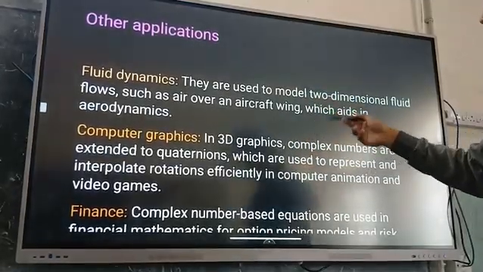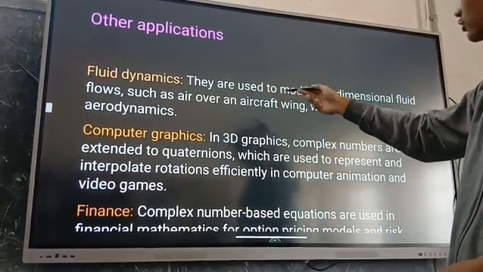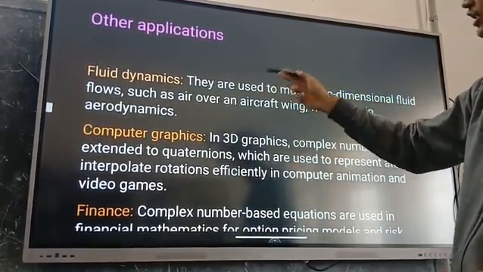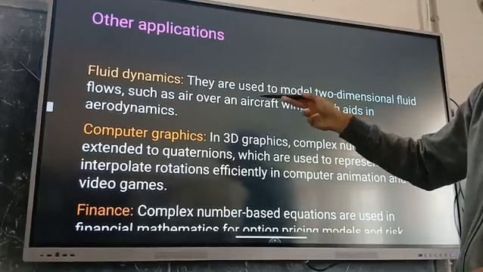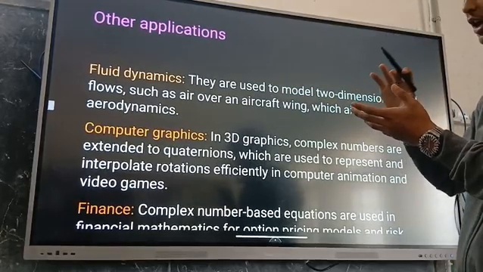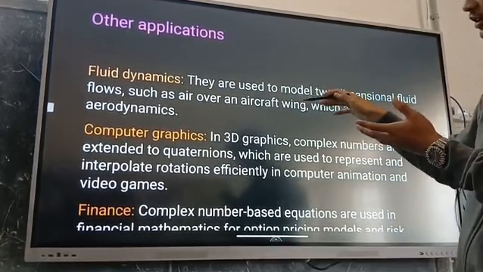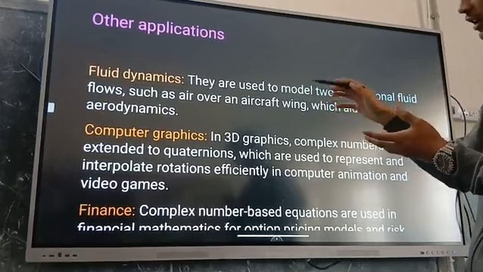We'll go through them. We'll have basically a summary. Fluid dynamics uses complex numbers to model two-dimensional fluid flows, such as air around aircraft wings. Like you have seen, planes have wings tilted to a specific position so as to generate lift, and there are many other engineering applications.